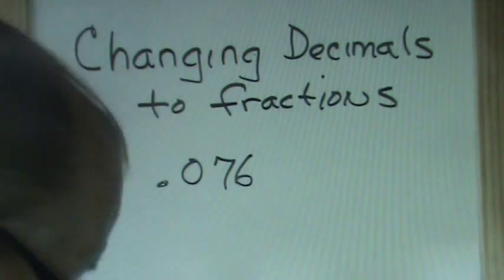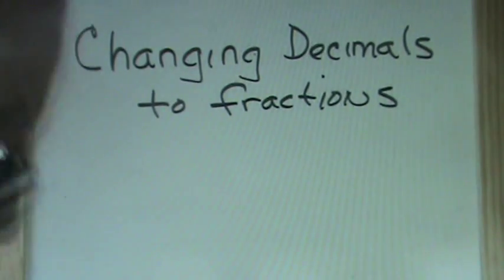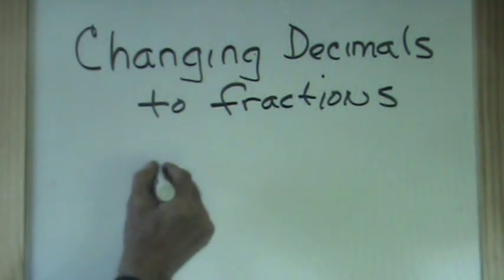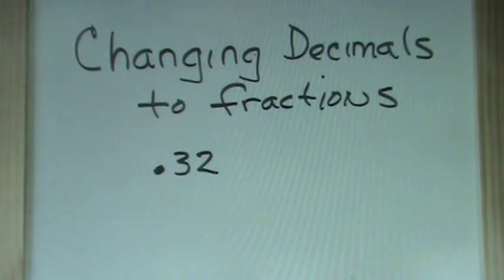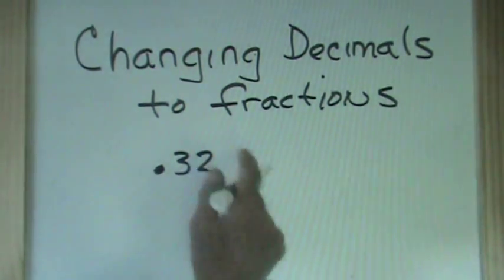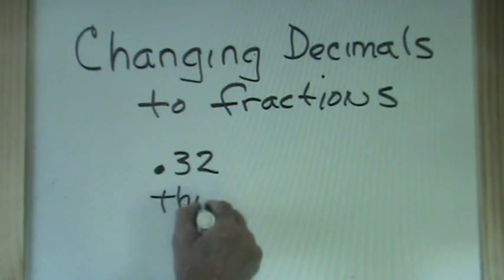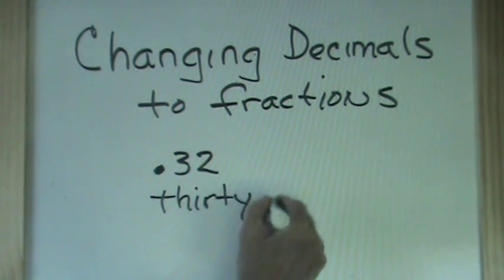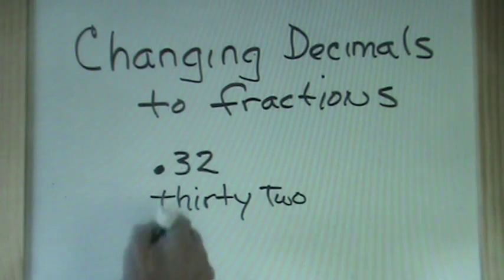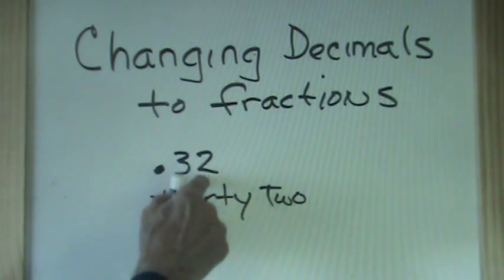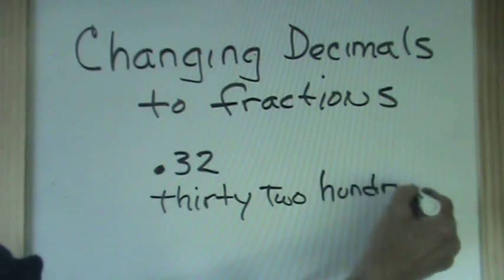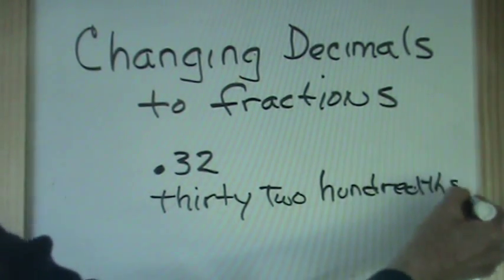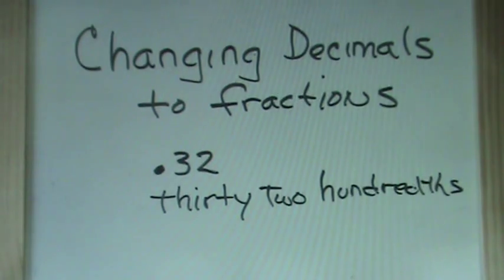And we practiced how to write decimals. The way we write decimals is we write the number 32, and we count the decimal places, tens, hundreds. So this is 32 hundredths. That's how we write the decimals.